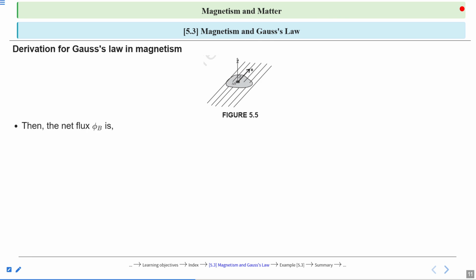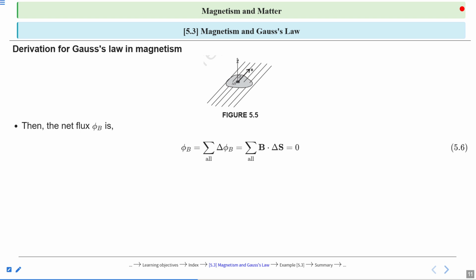Then the net flux phi B, we can calculate by summation of delta phi B. Delta phi B is the small magnetic flux for a small element delta S. So for many small elements delta S, we are going to calculate the individual flux delta phi B for all the elements. So the net flux through the surface, phi B, will be equal to the summation over all small elements of delta phi B, which is equal to summation of all.